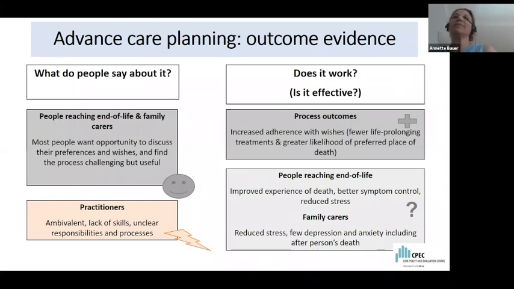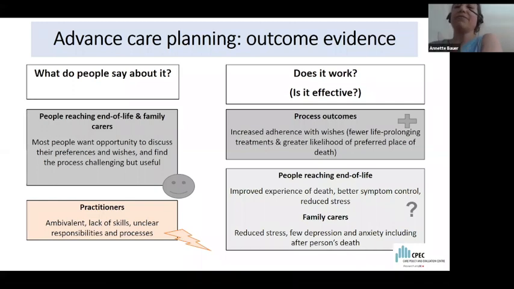So what do people say about it? People reaching end of life and family carers, although they recognize that the process is sometimes challenging, do tend to want the opportunity to discuss their preferences and wishes and find it overall useful. From the practitioner side, it's a bit more difficult. They are more ambivalent about it, partly because it's more difficult for them to know if they can implement advanced care planning or the treatment wishes that are expressed in it.